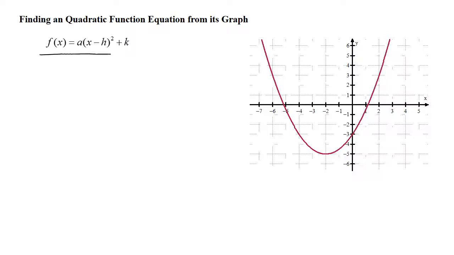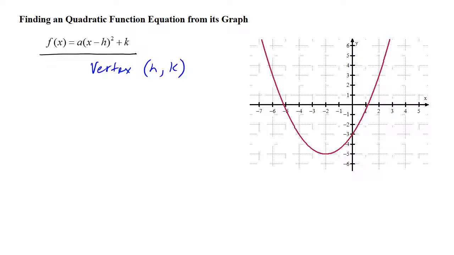First off, a little reminder. Here we have vertex form. f(x) equals a, the leading coefficient, times the quantity (x minus h) squared plus k. Remember that the vertex here would be given by the constants h and k in this form.